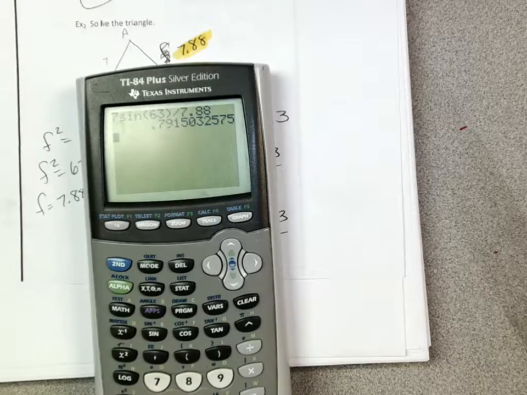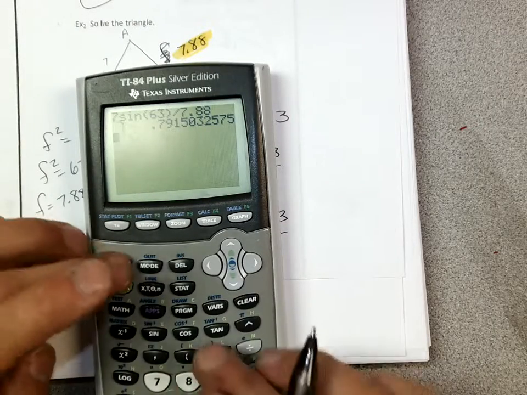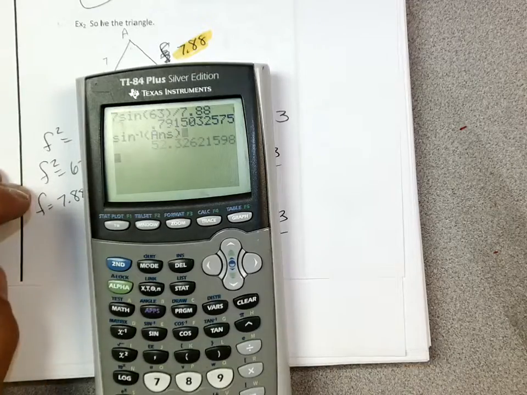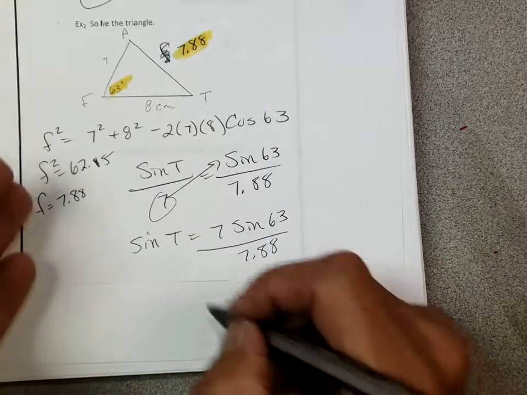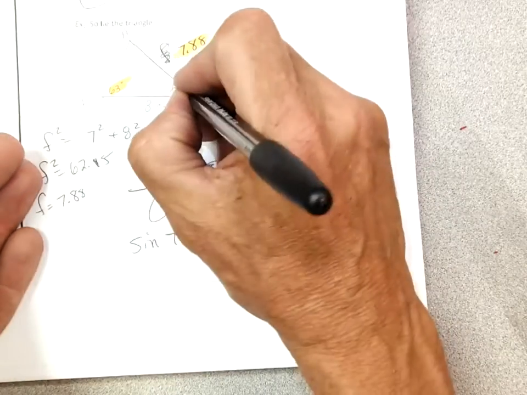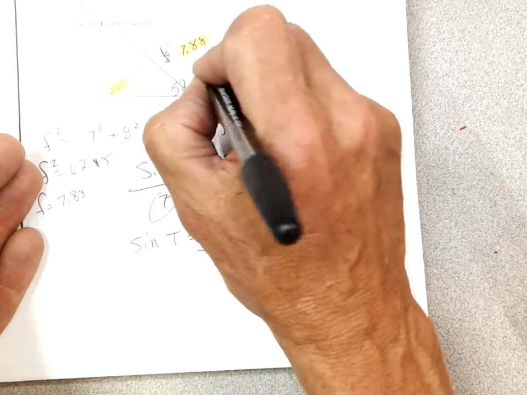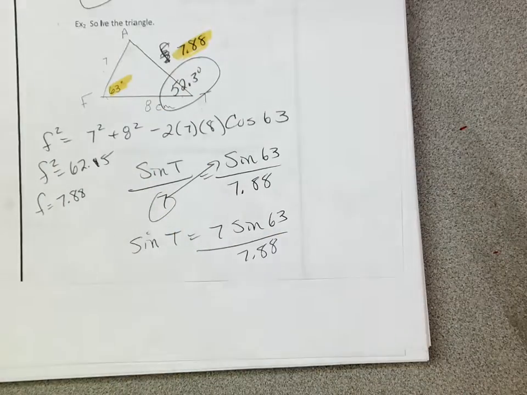I get a decimal. I'm going to push my inverse, sine inverse of my answer. About a 52.3 degree angle. So angle T is going to be about 52.3 degrees. Okay, great. How about angle A? How am I going to get angle A?